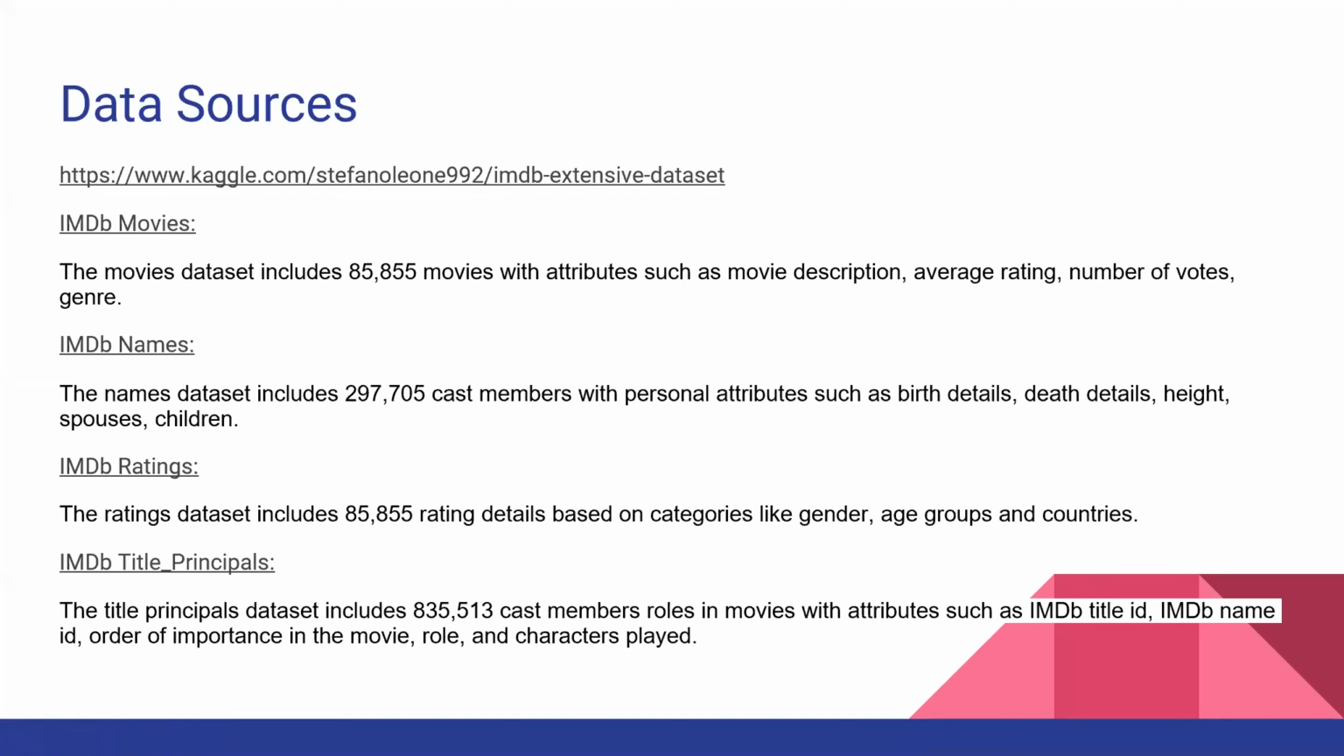Third would be the ratings, which include all types of ratings for all genders, like the male ratings and the female ratings, based on the number of ratings for each rating, like for rating 8, 7, 6, 5, etc. on IMDb. And lastly, title principles, which include all the cast members' information, such as the title ID, the name ID, and the roles and the character played in the movie.